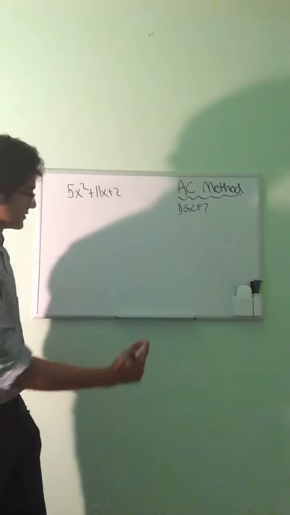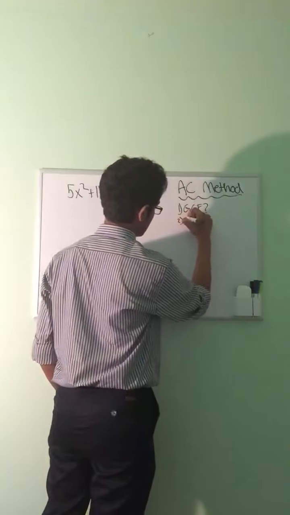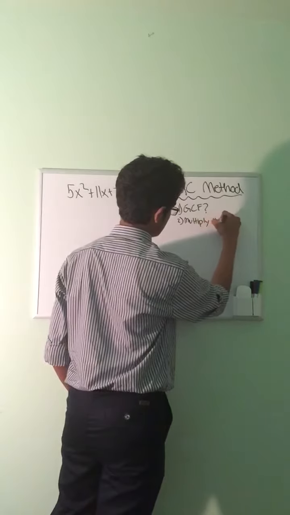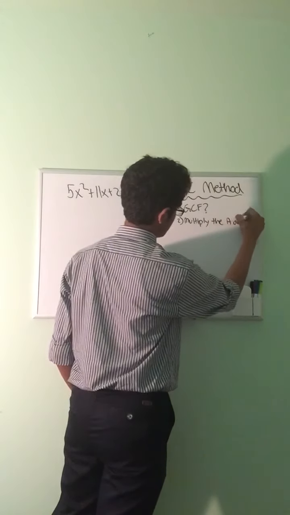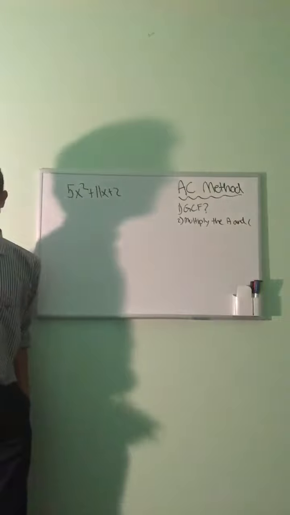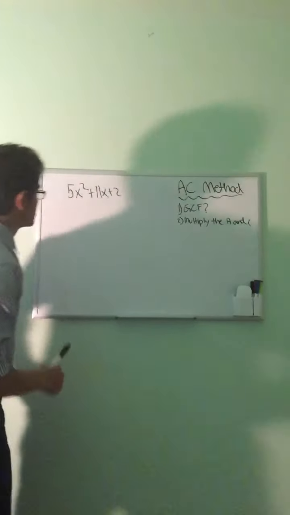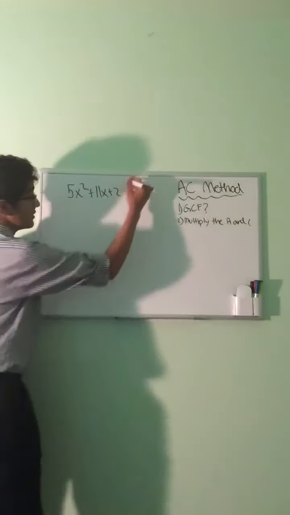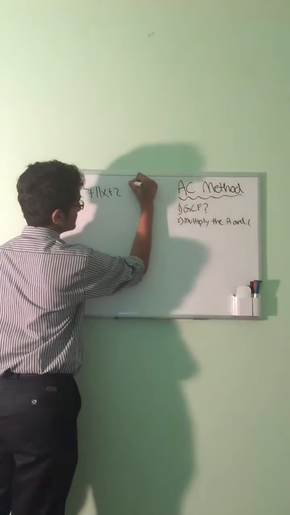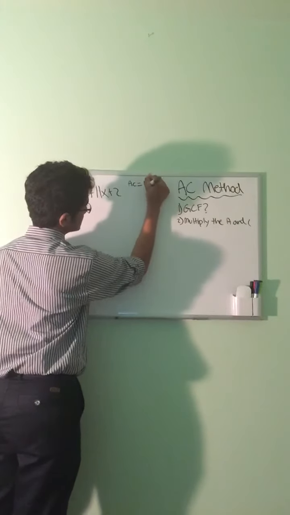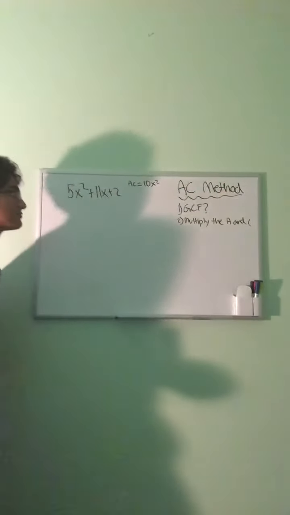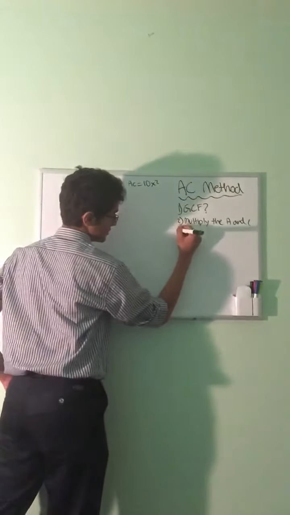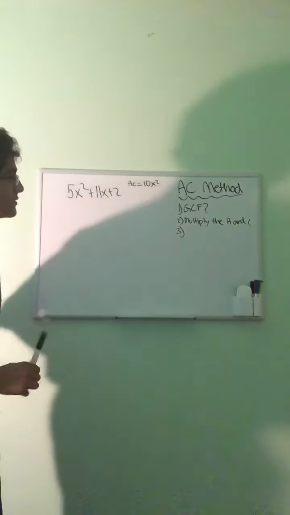Now the second step is to multiply the A and the C. So you take the A and you take the C and you multiply them together. So AC equals 10x squared. Okay. Now that we know what AC is, you move on to the third step.